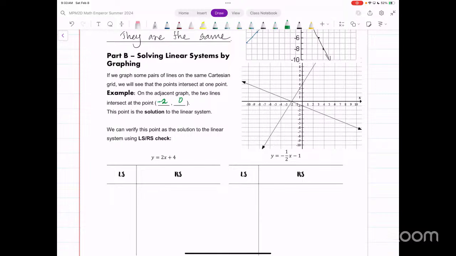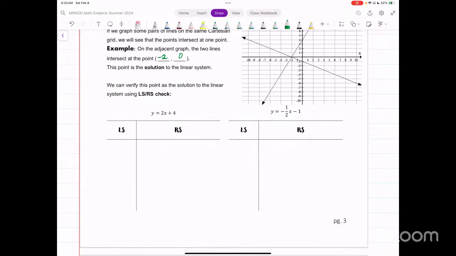Then they asked to check it. Checking is pretty easy. Left-hand side, what did I get? Y. So what did I get for y? 0. Right-hand side, 2x plus 4. 2 times -2 plus 4 is going to be 0. Left-hand side is equal to right-hand side. Left-hand side y is equal to 0. Right-hand side.